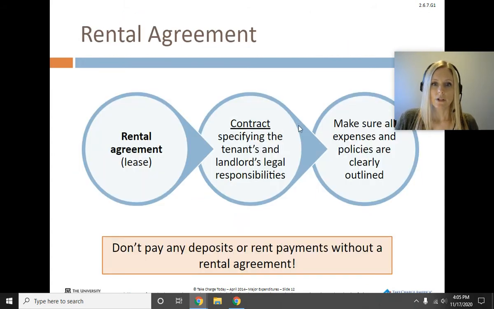Reading the rental agreement. The rental agreement is a legal contract between the landlord and you, and you're responsible for following that contract. So it is important that you read it and that you really understand what you need to do to make sure that you don't get evicted or face any other legal ramifications, things like that. The rental agreement is also known as the lease.